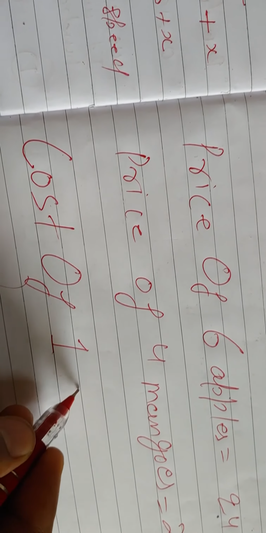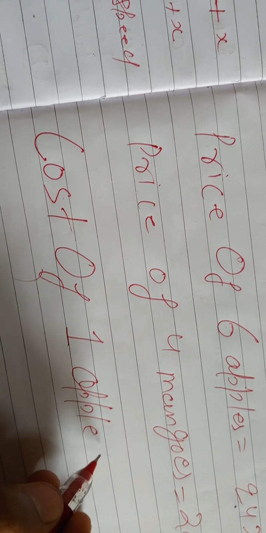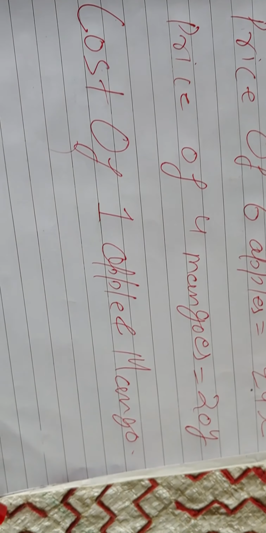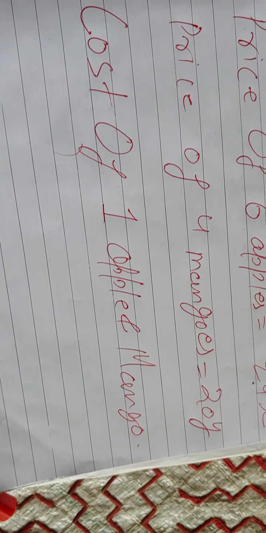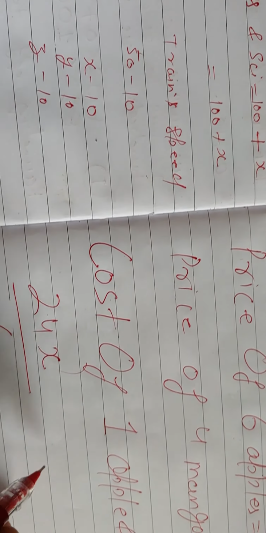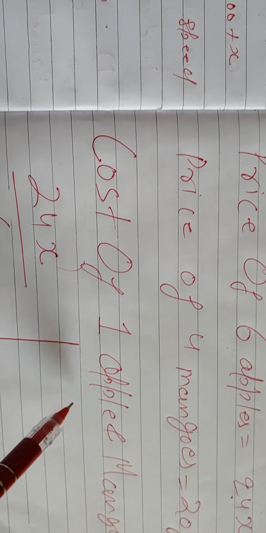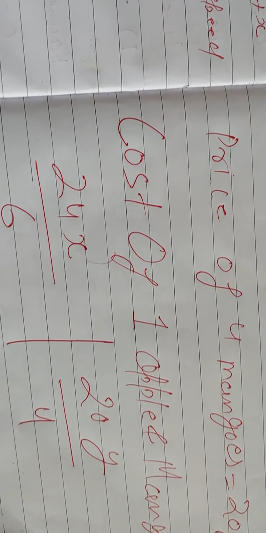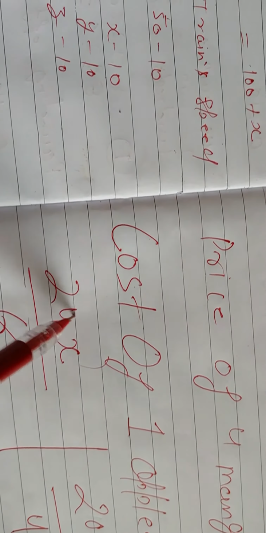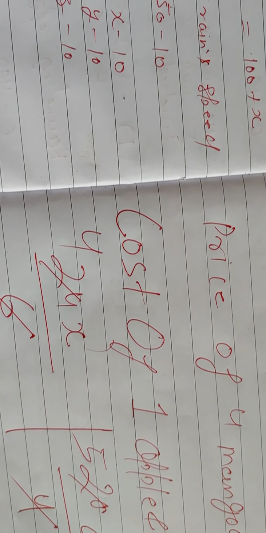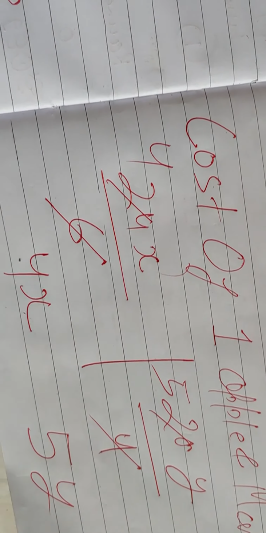We are going to find out the cost of one apple and one mango. So what you are going to do here is simply divide it. 24x divided by 6, take a bar here, 20y divided by 4. Just simply cancel it. 6 fours are 24, 4 fives are 20. It is 4x here and 5y here.